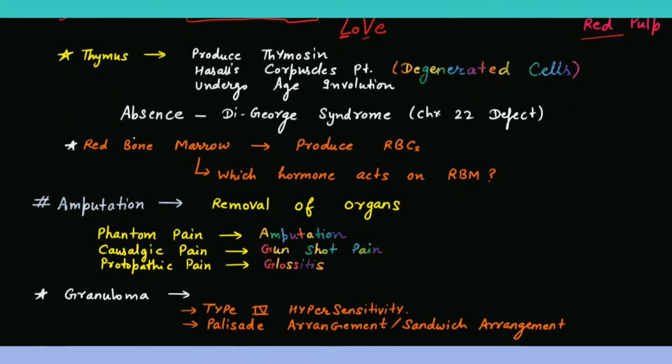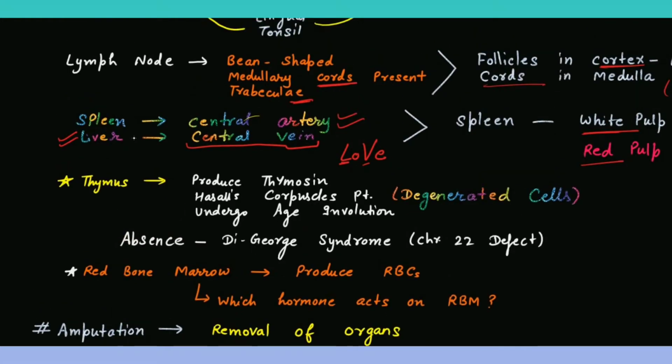Next is thymus. We know the thymus is an endocrine organ and also a peripheral immune organ. It produces a hormone known as thymosin. They have Hassall's corpuscles present. These are the characteristic features of the thymus.